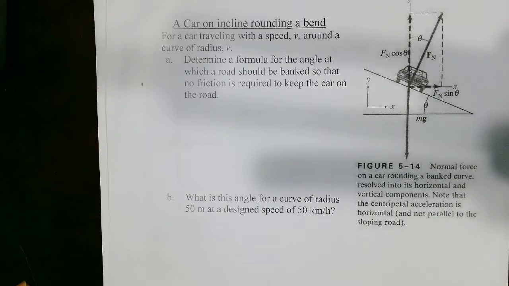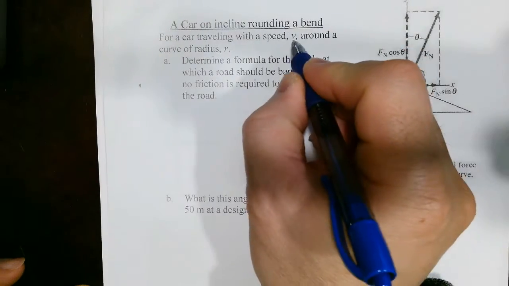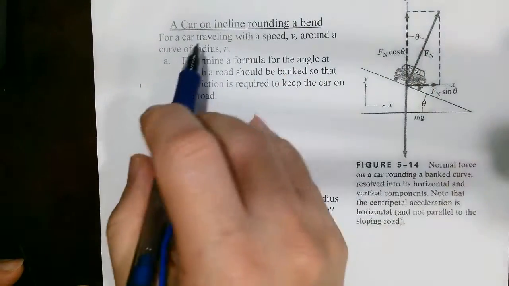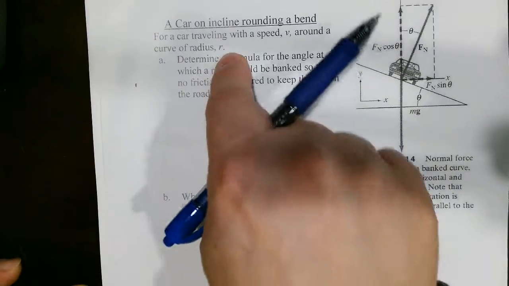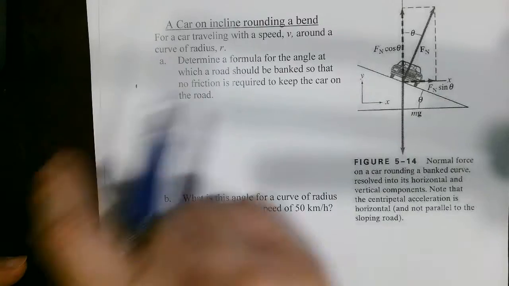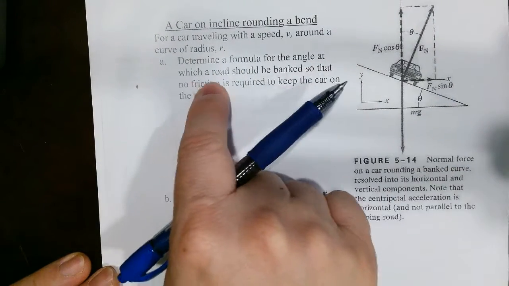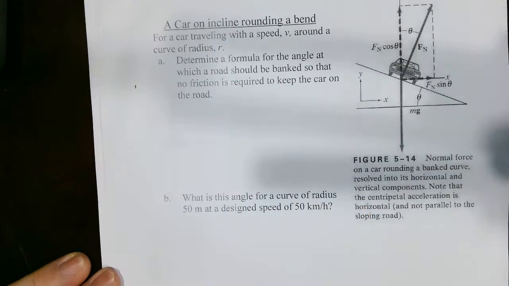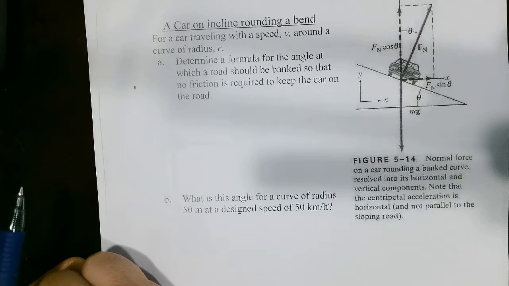So here we go. For a car traveling with speed v around a curve of radius R, so it could be any R, any speed, determine a formula for the angle at which a road should be banked so that no friction is required to keep the car on the road.